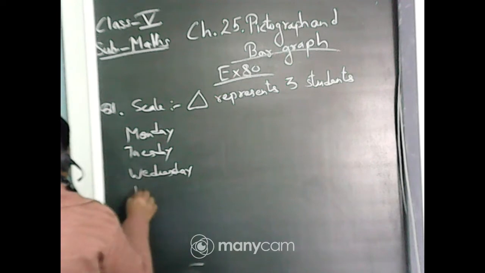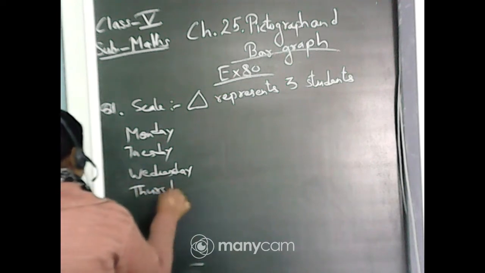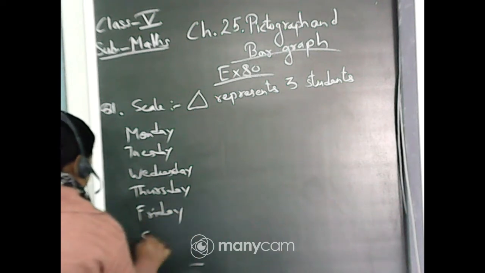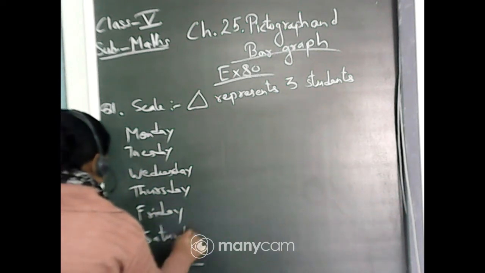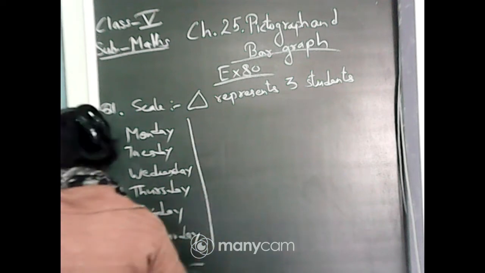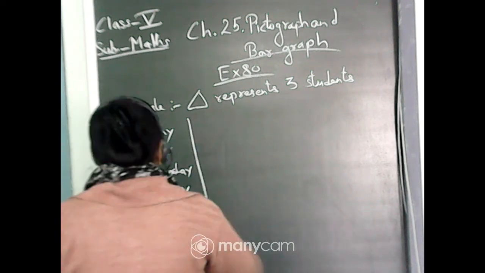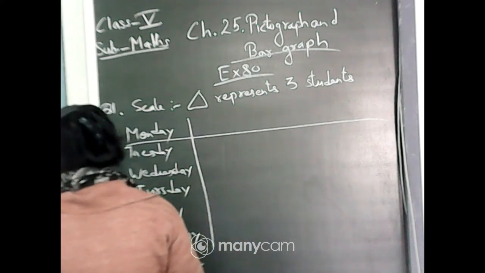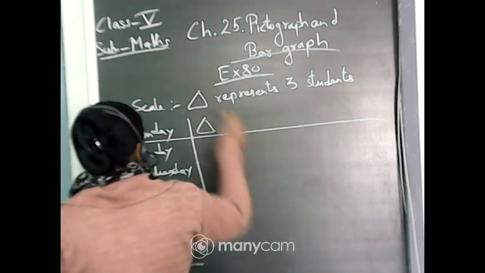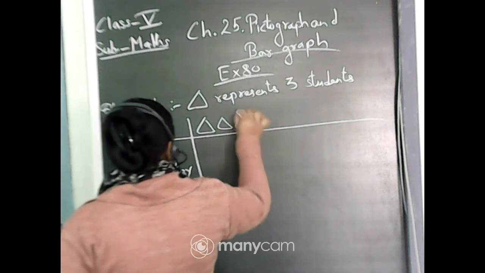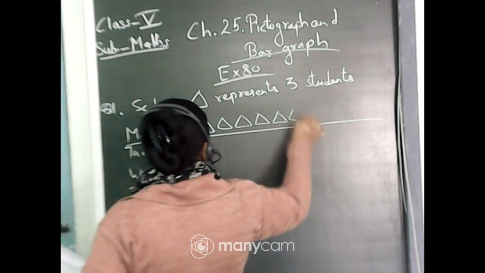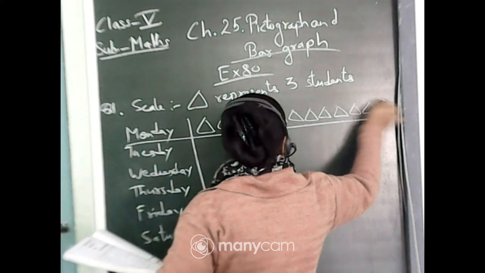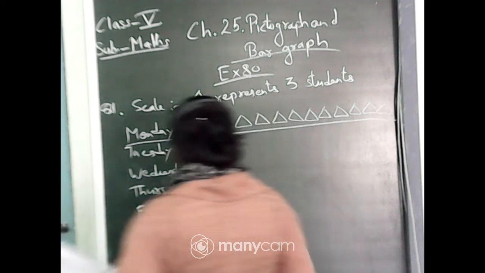You can draw vertical also. Thursday, Friday, and Saturday. Now for Monday, since it is given 36 and 12 threes are 36, you have to draw 12 triangles. 1, 2, 3, 4, 5, 6, 7, 8, 9, 10, 11 and 12. So 12 triangles for Monday.